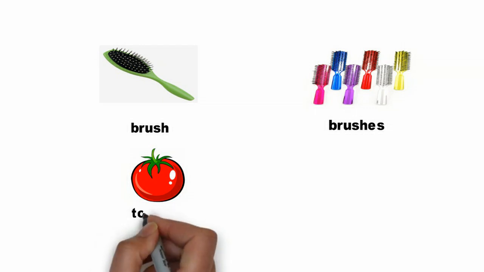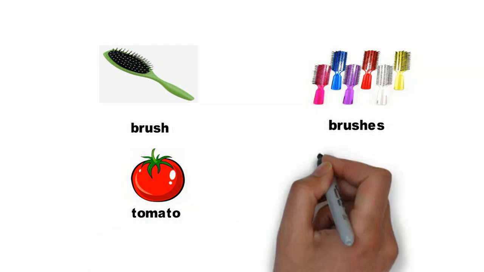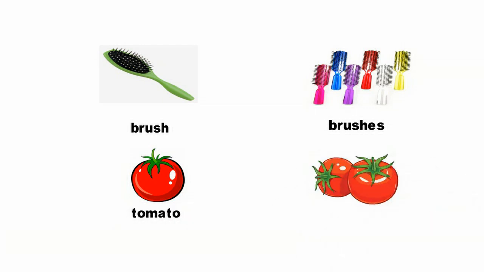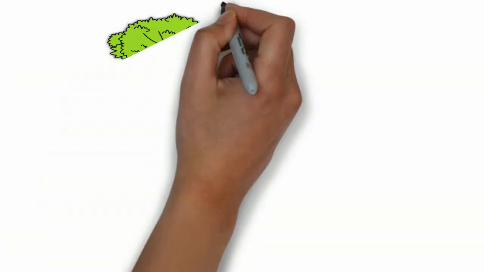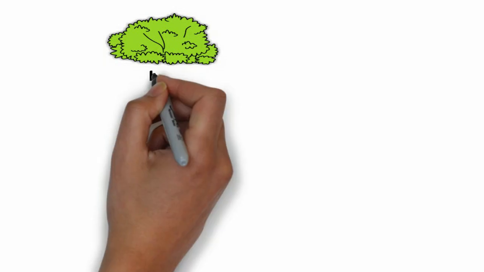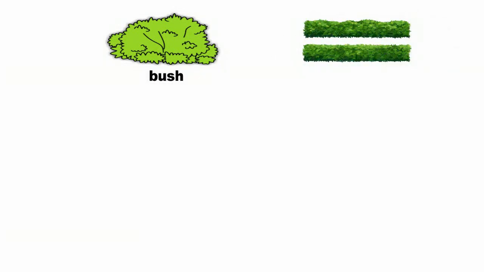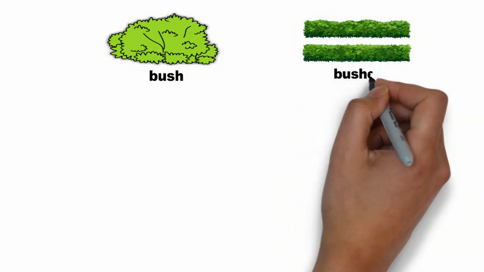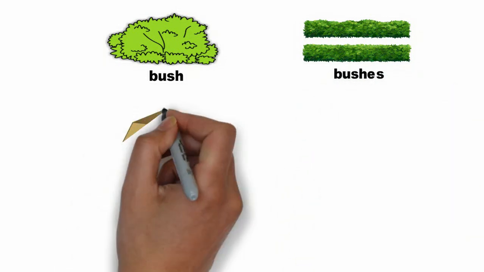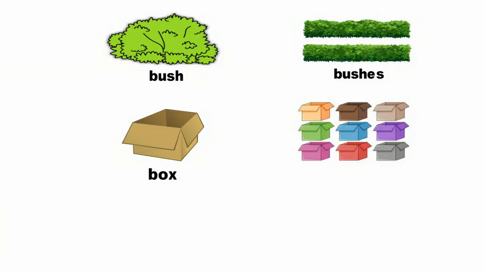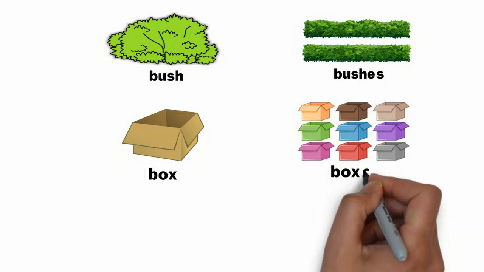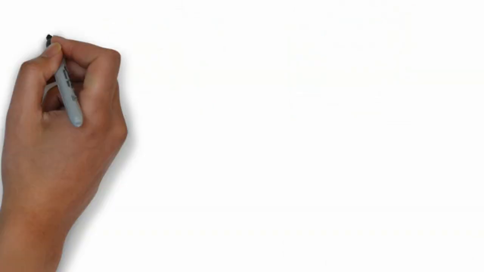Tomato, I add es to it if it's plural. Tomatoes. Bush, I add es if it's plural. So it's bushes. Box, I add also es to box if it's plural. So it's boxes, add es to it.